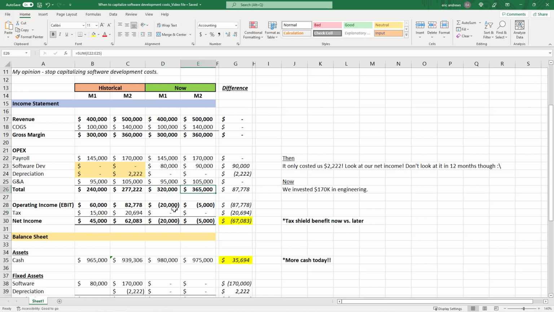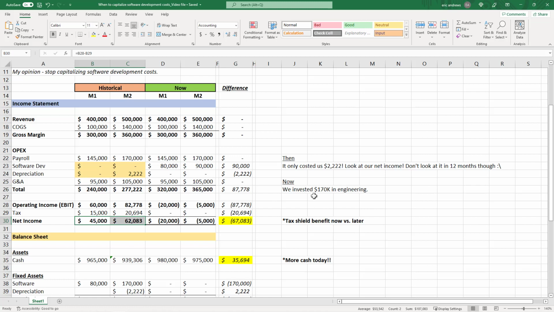So in this situation, if you put the full expense in the P&L, your operating income is negative, so you're not going to be paying any taxes. The obvious reason why people like to quote unquote capitalize their software development is because it makes your business look more profitable than it is. But from a cash flow standpoint, it's not at all.